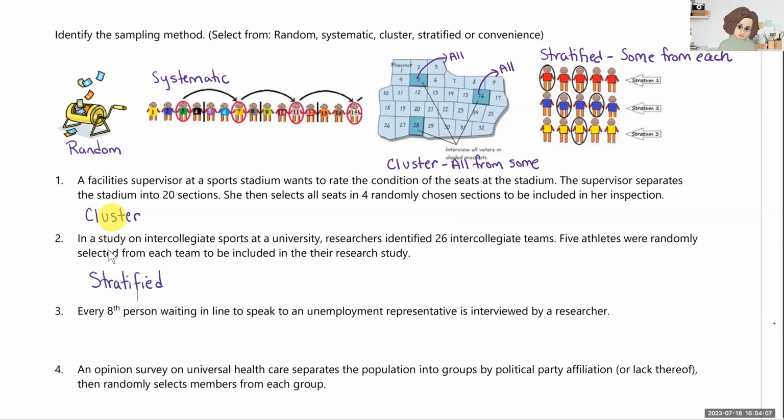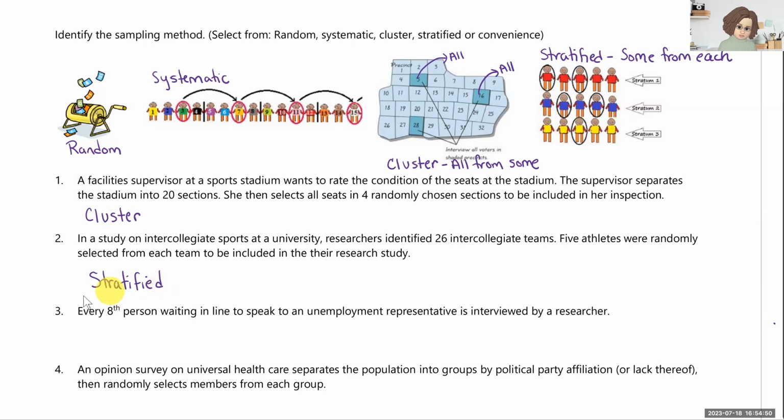Now, before I go on, I do want to mention that with both the cluster sampling method and the stratified sampling method, you're going to see randomness as part of the process. So with the cluster here, she did select all seats. The 4 sections chosen were chosen at random. So randomness is part of the process of cluster. That does not mean it's a random sample. So we just want to be careful there. So if we read a question and we're seeing grouping occurring, that's going to be your hint that we are most likely talking about cluster or stratified. And again, with the second example, they did mention random, but it's part of the stratified process.